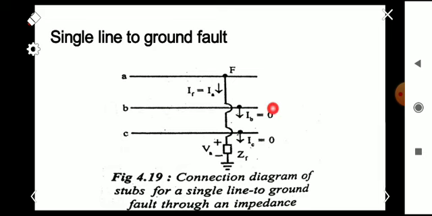From this figure some assumptions can be made: the phase current IB is equal to 0, IC is equal to 0, and the fault current IF, which is equal to IA, is flowing to the ground through the impedance ZF. So we can say the voltage VA is equal to IA into ZF. Those are the assumptions from the figure, and we are going to find the symmetrical components of the phase current IA, that is IA0, IA1 and IA2.